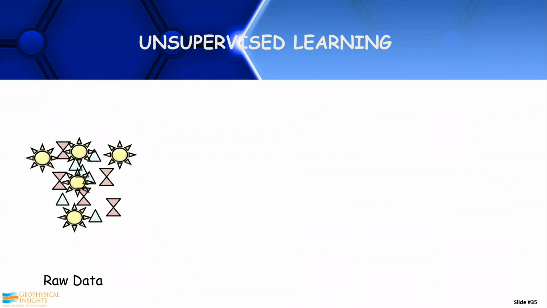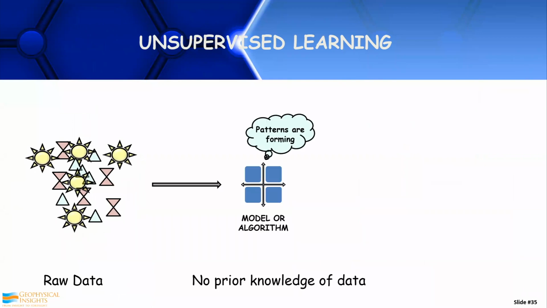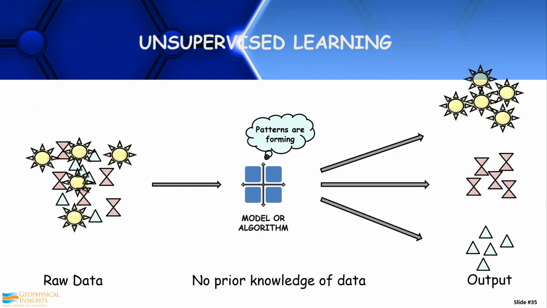So what is unsupervised learning? It's a type of machine learning that looks for previously undetected patterns in a data set with no pre-existing labels. So instead of responding to feedback, the cluster analysis identifies commonalities in the data and classifies them according to the commonalities that it finds.